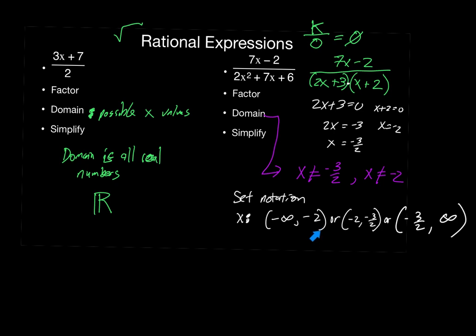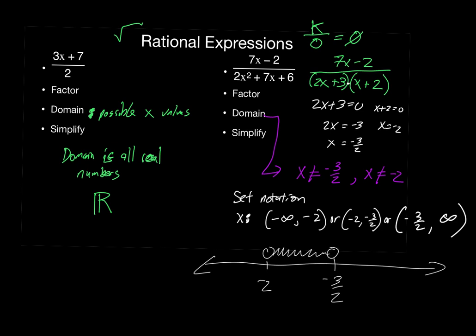Set notation, parentheses are very important. What they mean is I can go up to negative 2, all the way up to, but not actually including, negative 2. So when we're drawing a number line, I have right here negative 2, and here I have negative 3/2. I'm going to have an open dot and an open dot, and I have everything in between there, everything above it, everything below it.